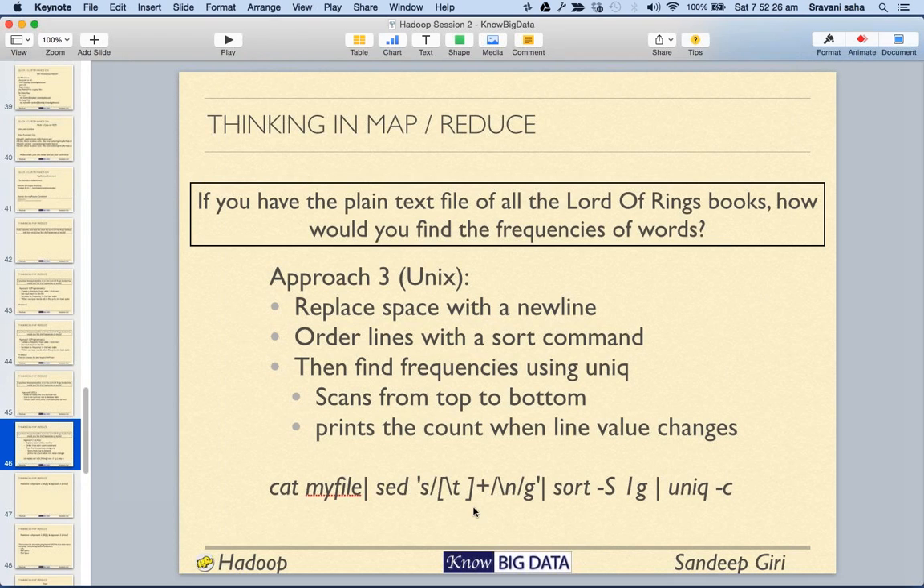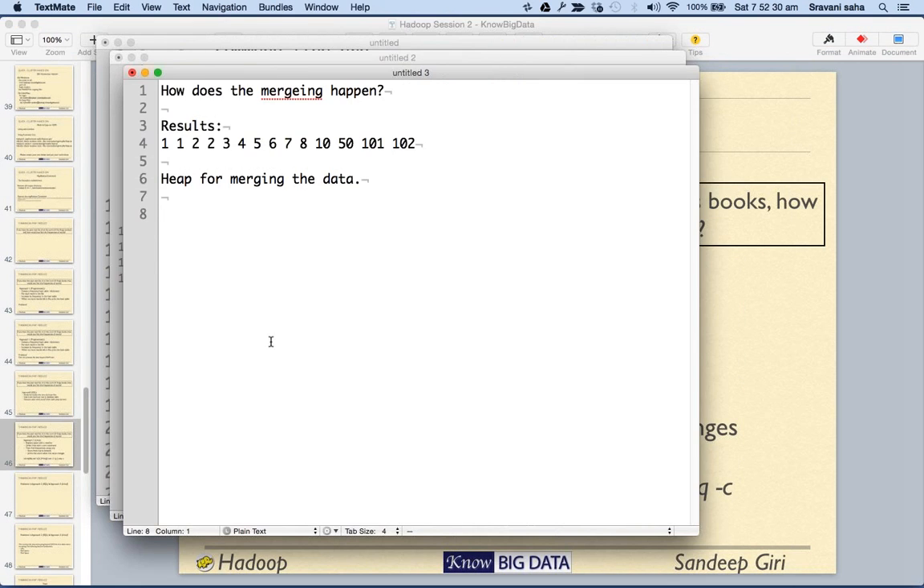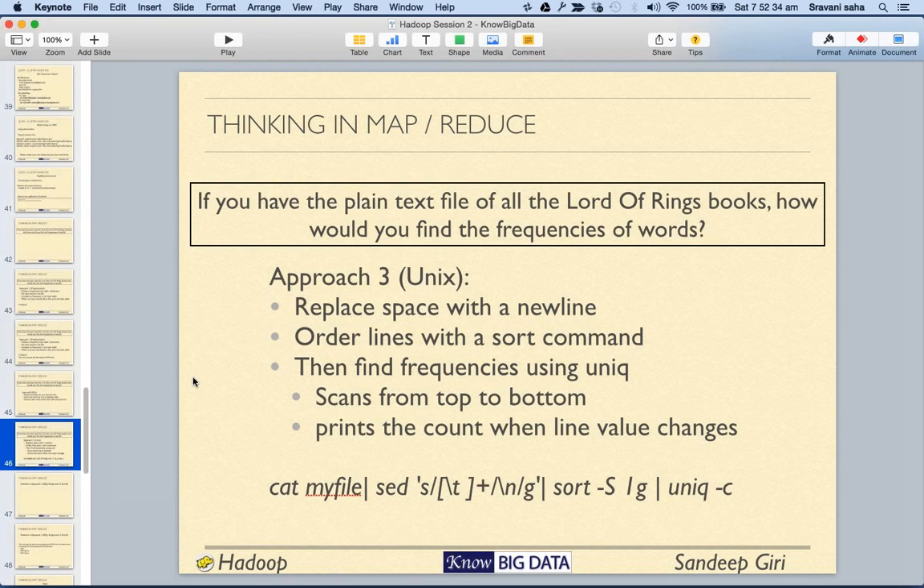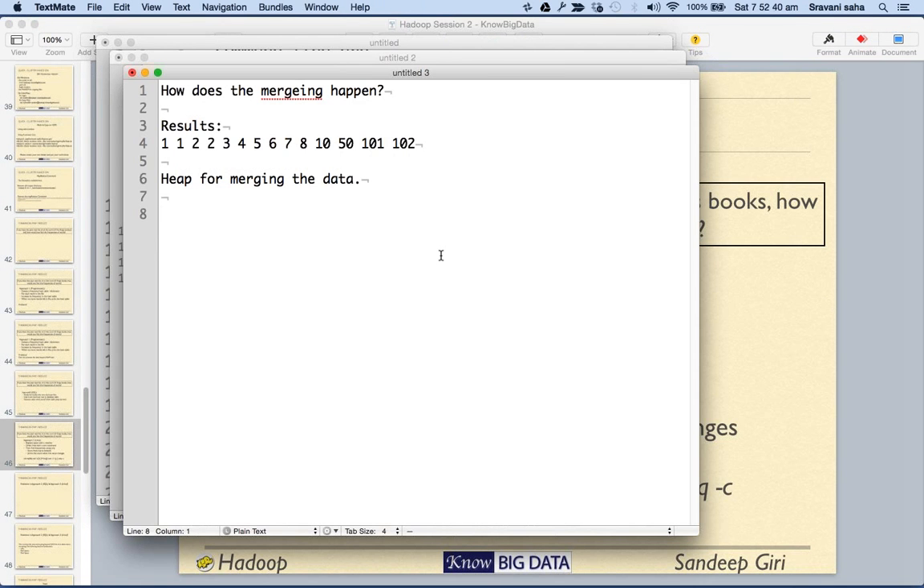All right. So this is how the merging of content mostly happens when individual content is sorted. All right. Any doubts about merging right now?